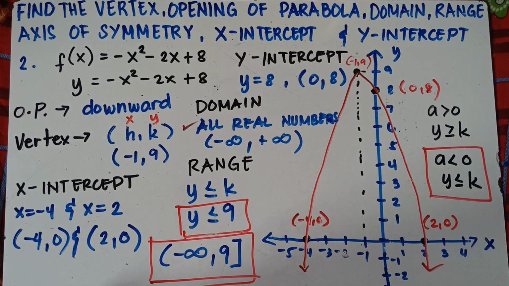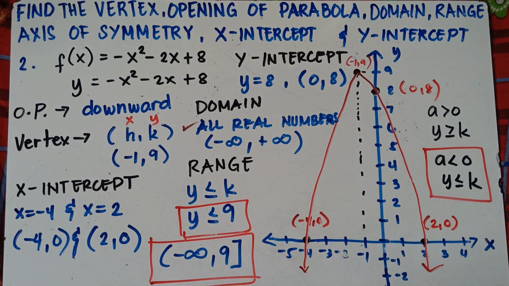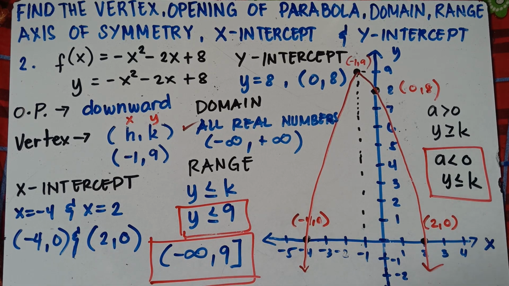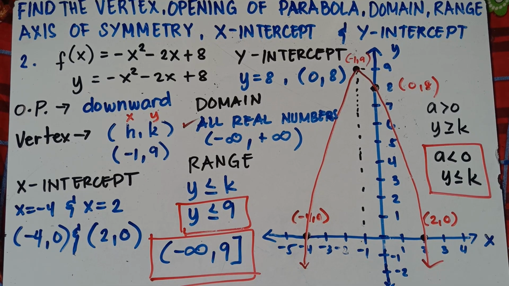So I hope you learned something new today, class, with regards to finding the range, the x-intercept, the y-intercept, and the opening of the parabola. So that's it. We're all set for this one. What if you have a negative x squared? So that's how you find the domain and range, the vertex, and the opening of the parabola.